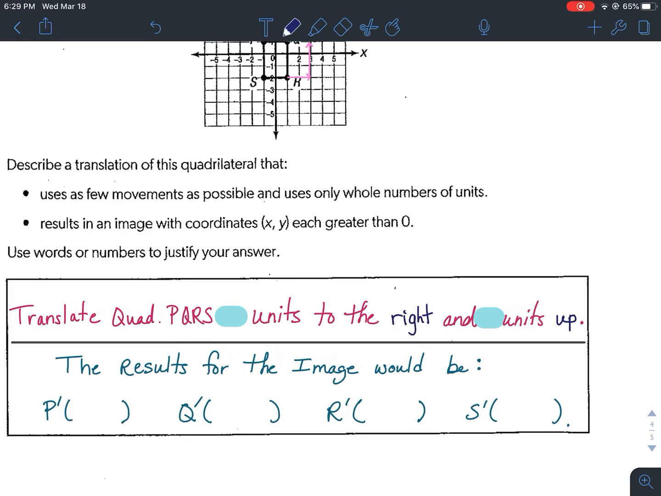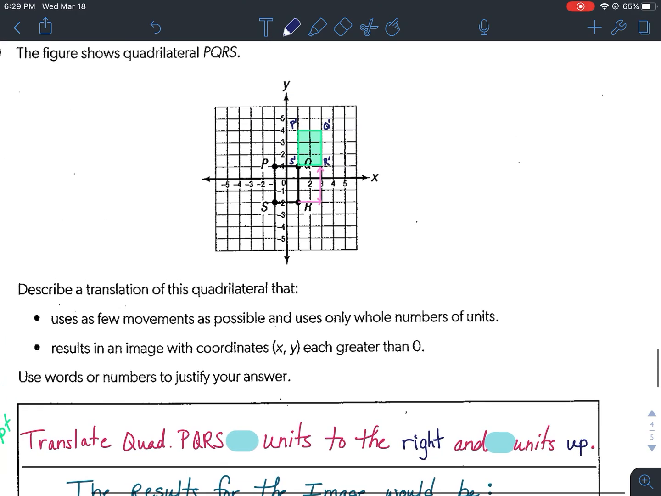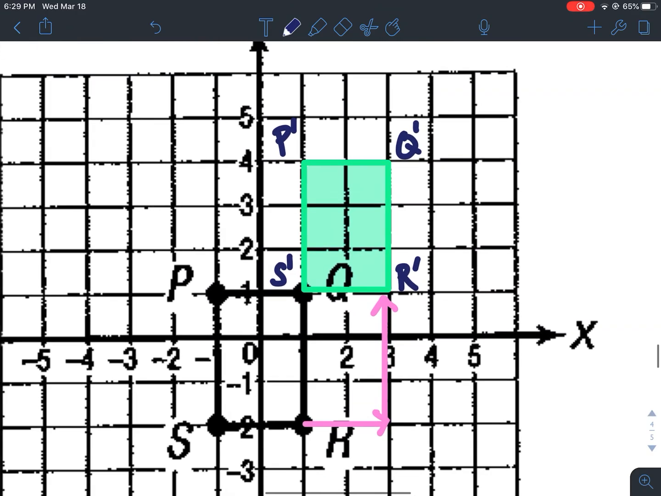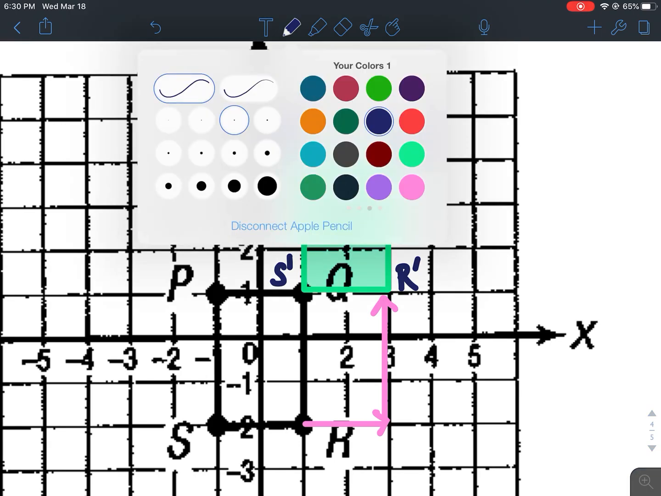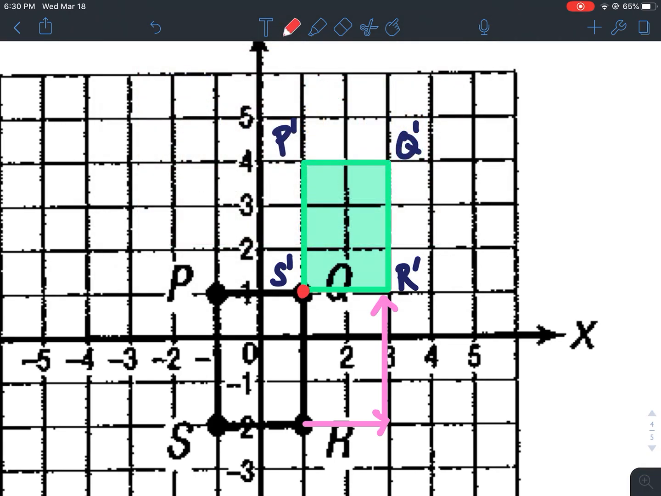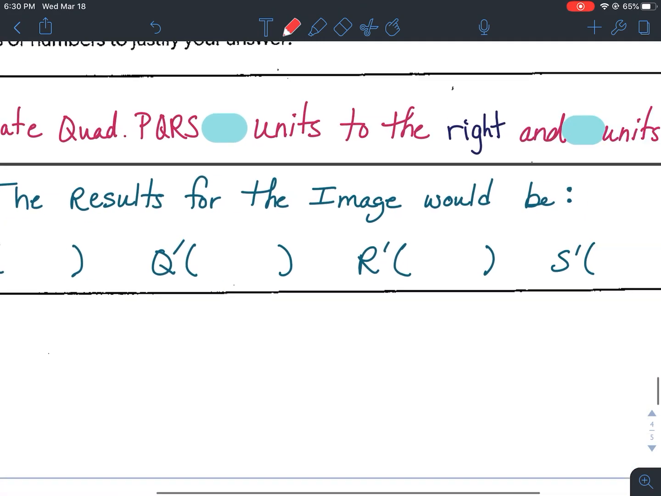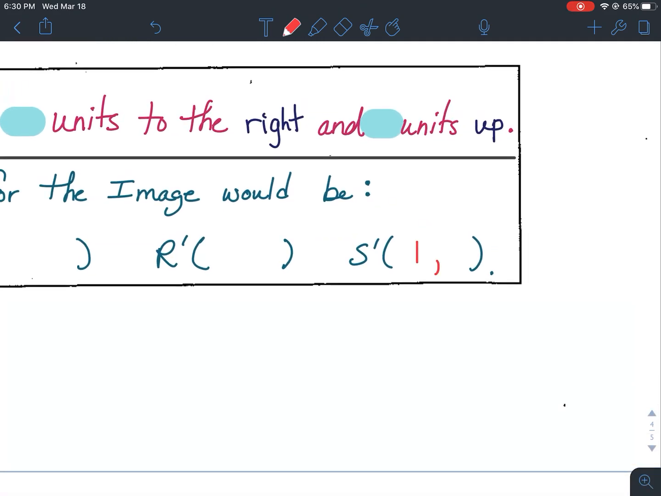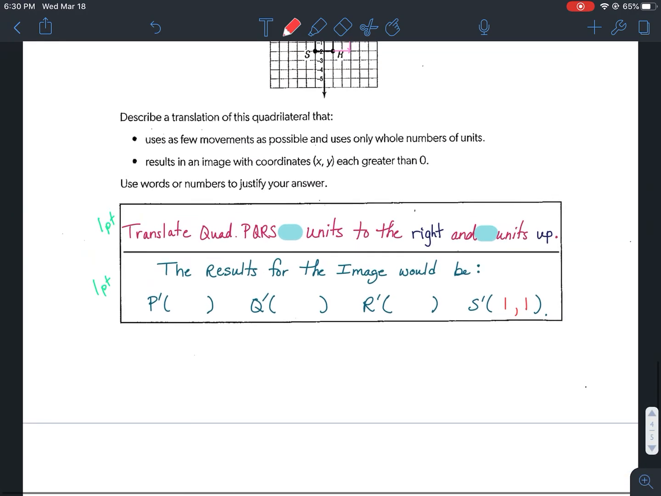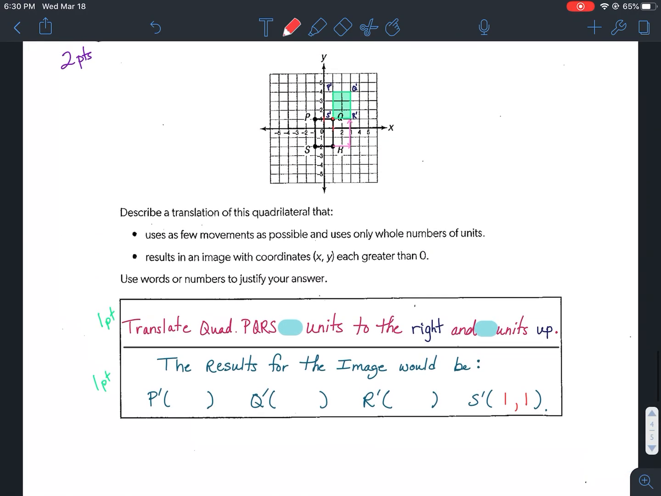Then the last part of question number 8 is to find the ordered pairs of your image. So the primes. And you can just use the grid. I'm going to help you with S prime since it's right here. I'm going to use a lighter color so we can see. Right there is S prime. Well, this is 1, this is 1. So the ordered pair for S prime is 1, 1. And now you need to find the other ordered pairs for P prime, Q prime, and R prime.